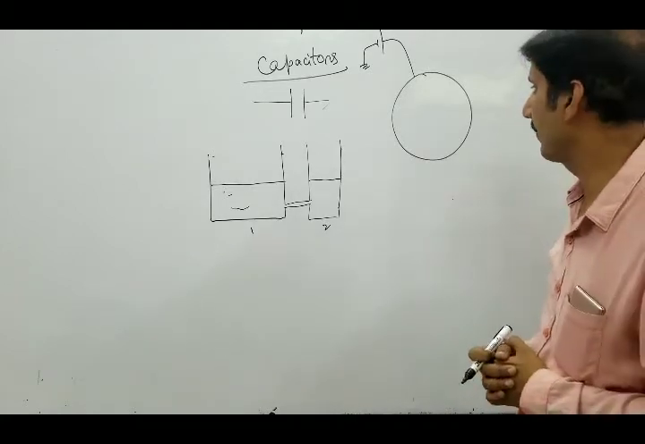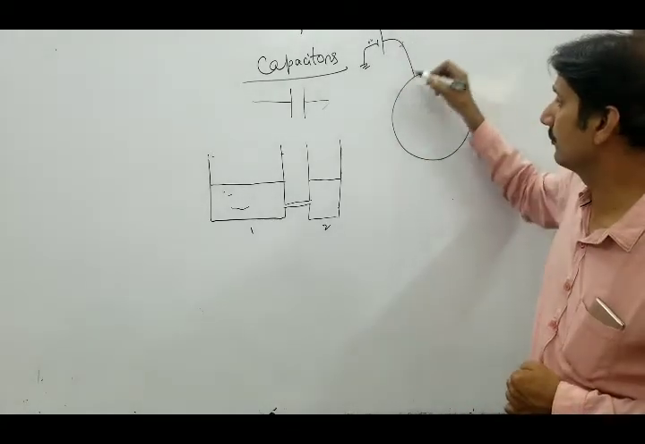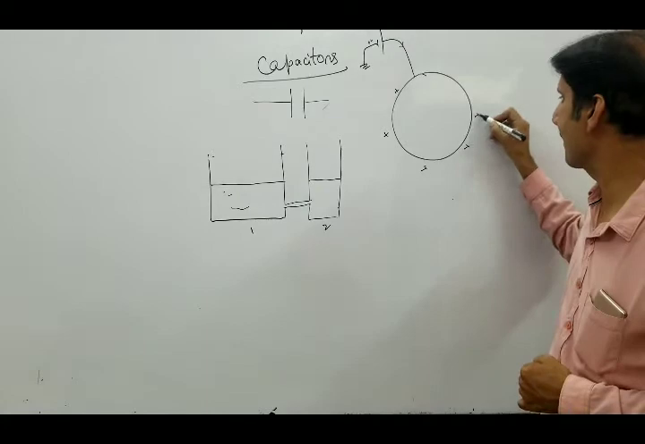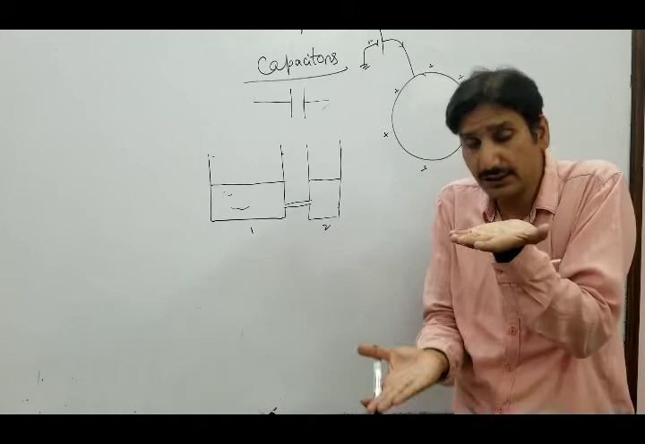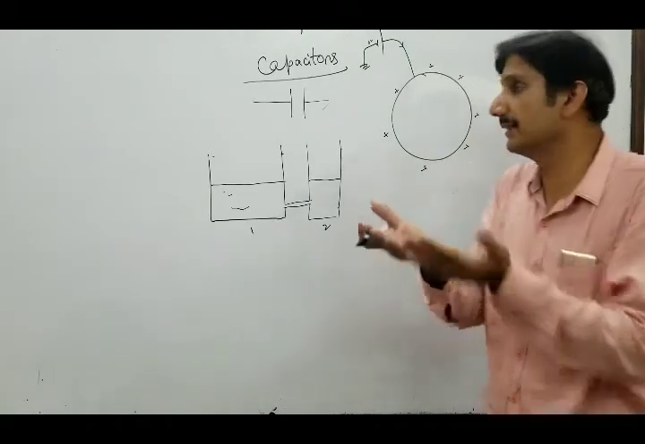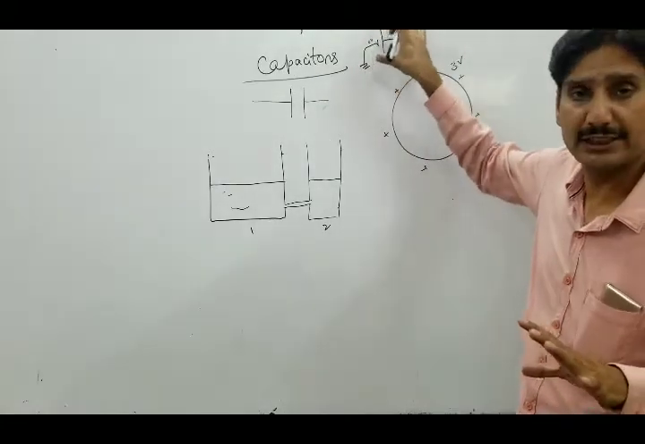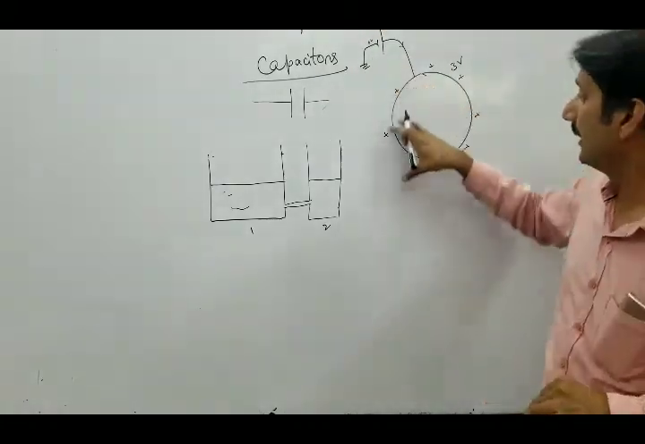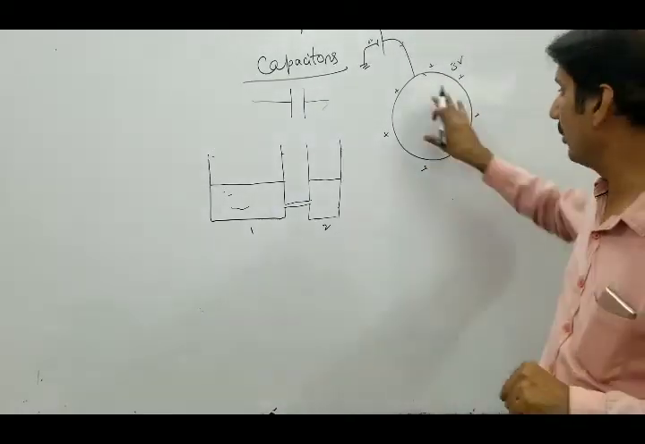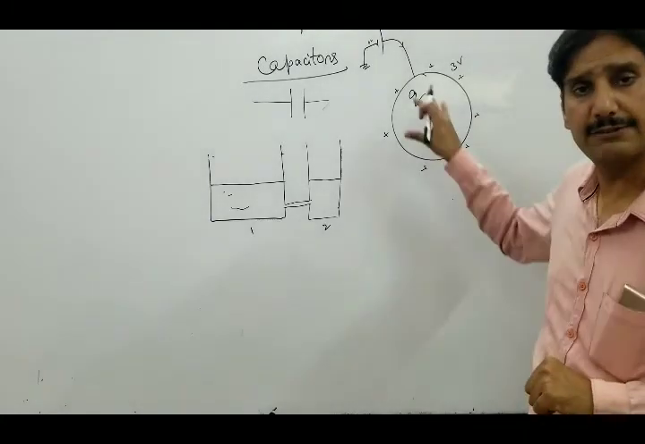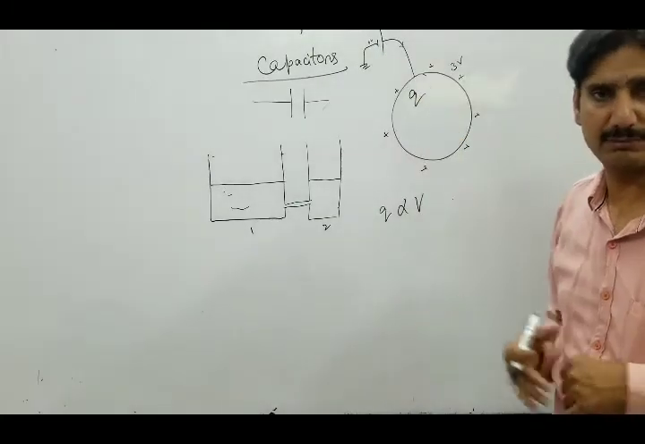This battery has got an EMF of 3 volts. So what will happen? This means this is grounded, so this is at 0 volt, this is at plus 3 volt. Now charge will keep on flowing onto this sphere. For how long? Till the sphere also reaches a potential of 3 volts. I am assuming that its potential is not falling. So when it also reaches 3 volts, the charge will stop flowing. So how much charge this sphere can hold will depend upon the voltage, the potential difference applied.